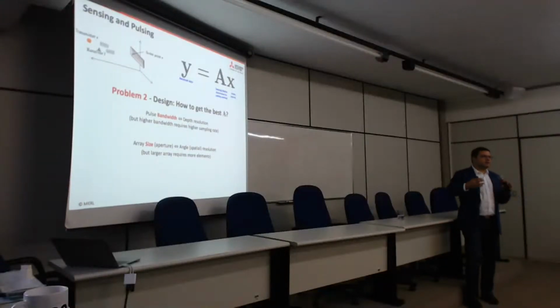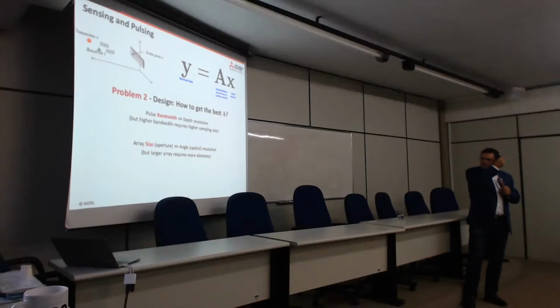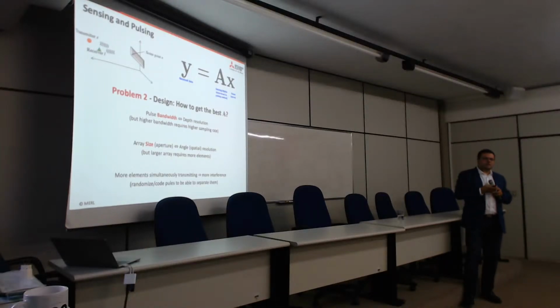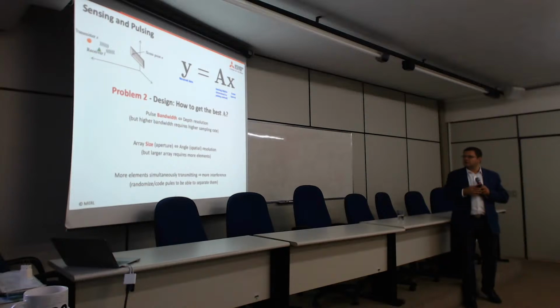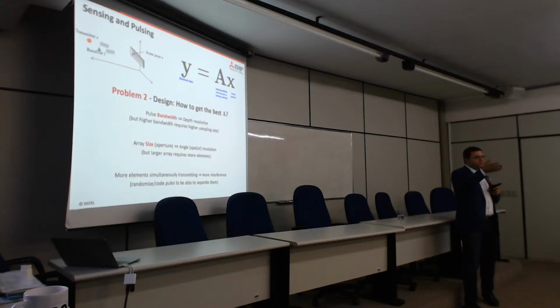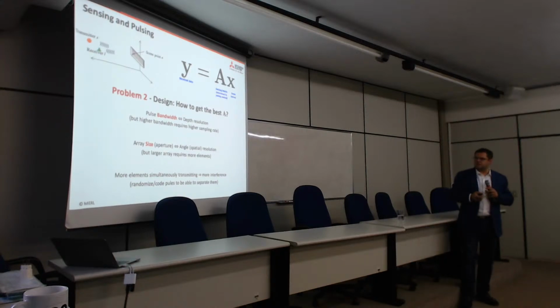angles. But then a larger array would require more elements because there's a minimum spacing that we need to have. And again, we'll see how to reduce that. Another thing we can do is have many elements transmit simultaneously, and that will reduce the acquisition time, but it will create interference. It might also reduce computational cost. But then, whatever they transmit, we can either randomize or code it with some kind of design code, so we're able to separate them.